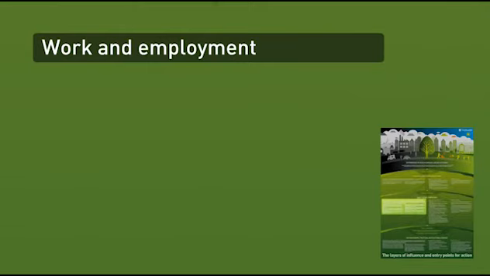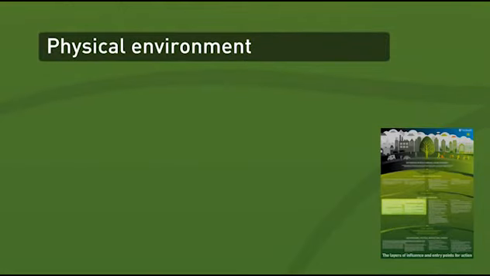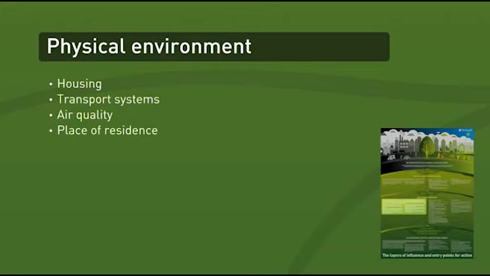Work and employment refers to the nature of employment and working conditions, including job security, flexibility, control, physical working conditions, and social connection. Physical environment refers to built and natural environments, including housing, transport systems, air quality, place of residence, neighbourhood design, and green space.